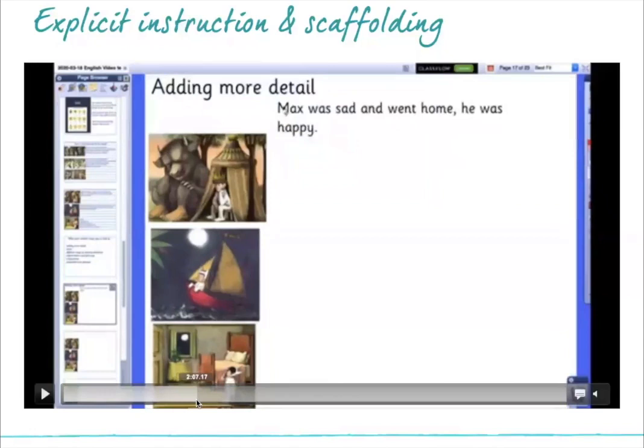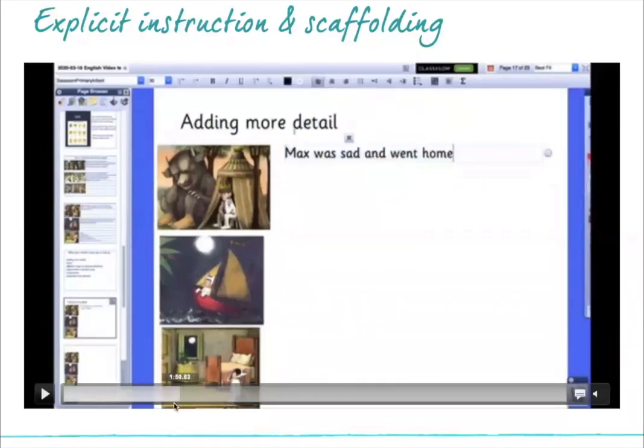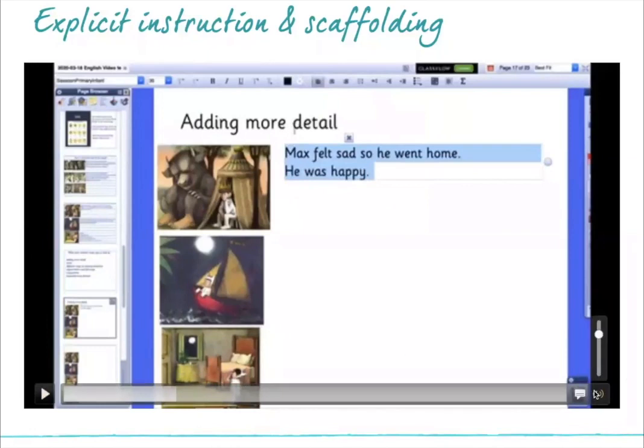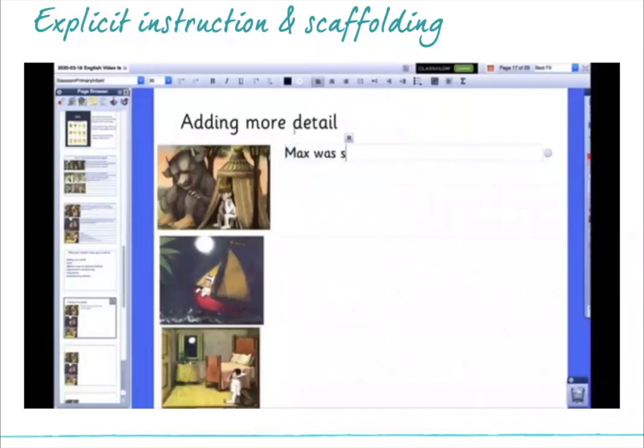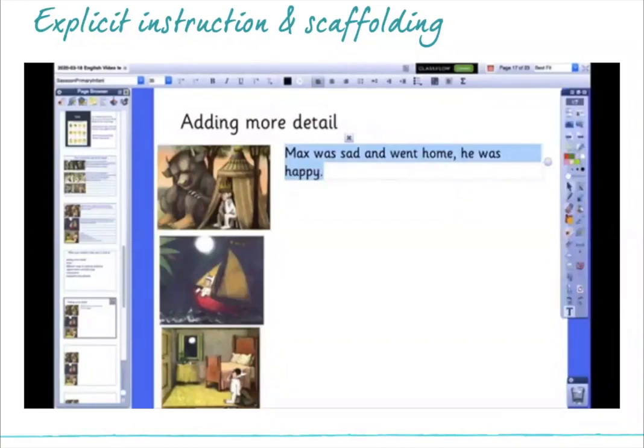and it really is kind of quite direct. So we'll have a look from here. Let's see. Max was sad and went home. He was happy. Now, that might be okay if you were in year 1, but you are not in year 1. You are not in year 1, you are in year 2.